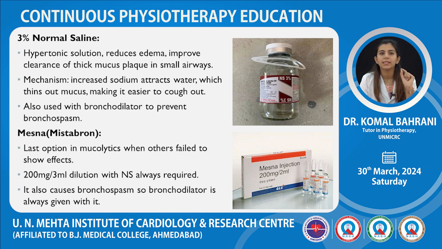Now, Mesna. Mesna contains mistabron. It is the last option in mucolytics when others fail to show effects. The injection contains 200 milligrams in 3 ml solution. It is almost always diluted with NS. It can also cause bronchospasm, so a bronchodilator is always given with it.